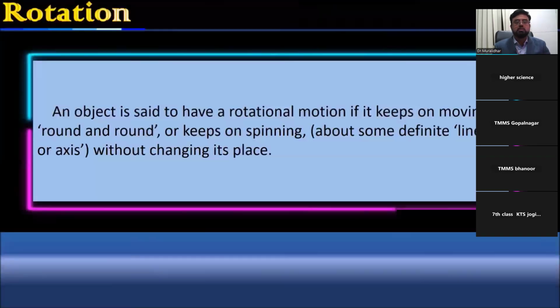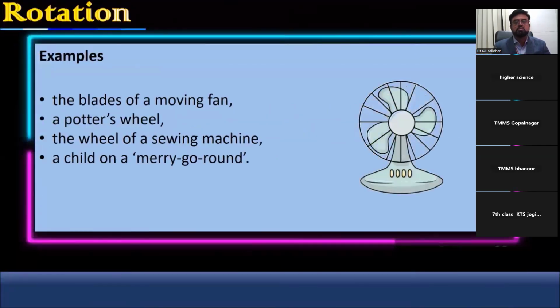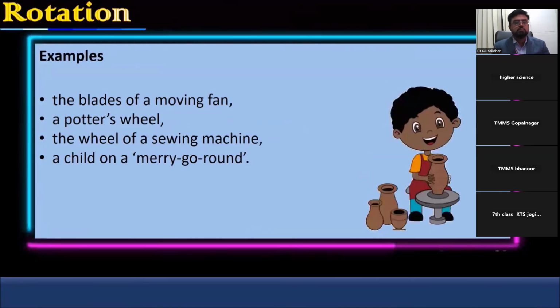Rotation. An object is said to have a rotational motion if it keeps on moving round and round, or keeps on spinning about some definite line or axis without changing its place. Examples. Look at the blades of a moving fan. They are seen as moving but are clearly not moving along a straight line path.